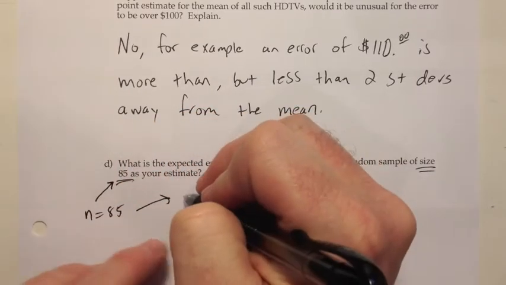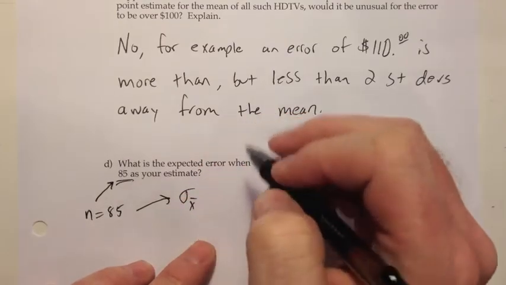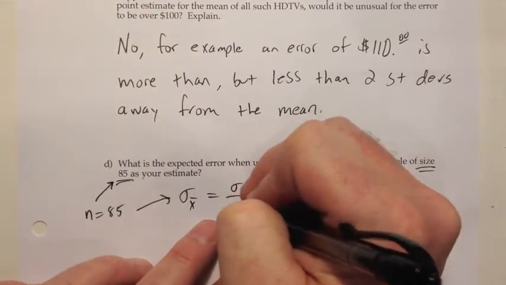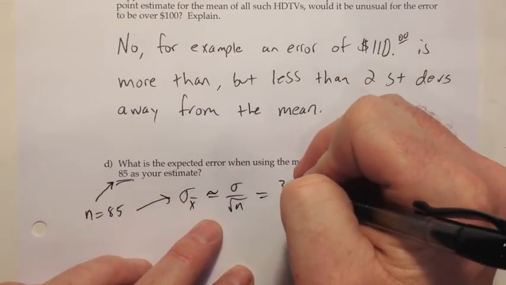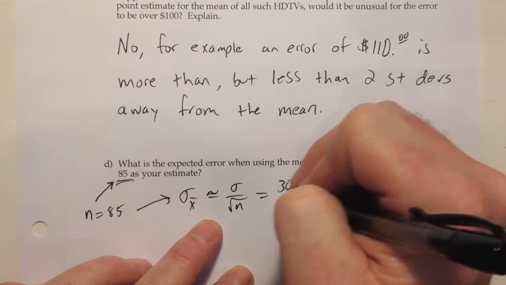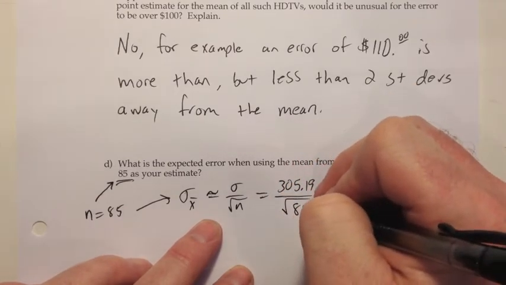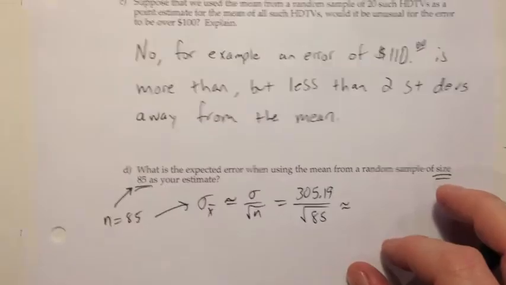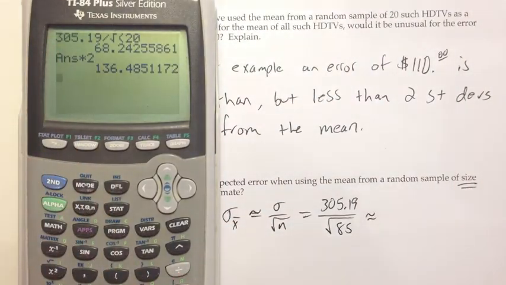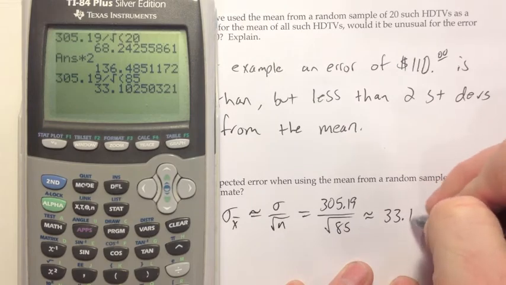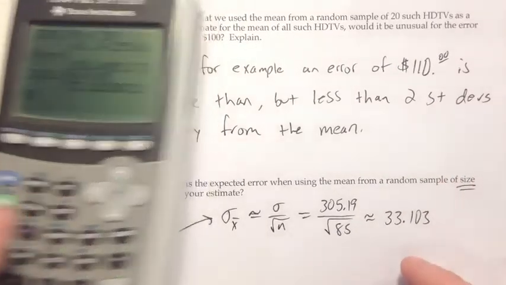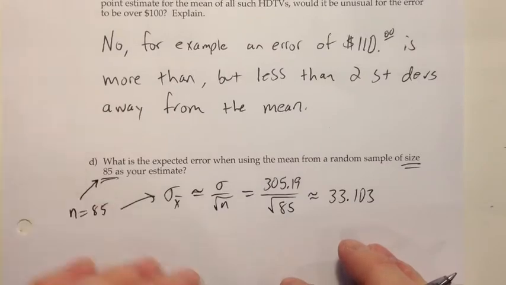It doesn't change the mean of the x-bars, but it does change the standard deviation of the x-bars. That'd be sigma over root n, or approximately sigma over root n, and the original sigma was 305.19 divided by the square root of this new sample size of 85. Let's see what that would be. So 305.19 divided by the square root of 85 gives a standard deviation of 33.103.